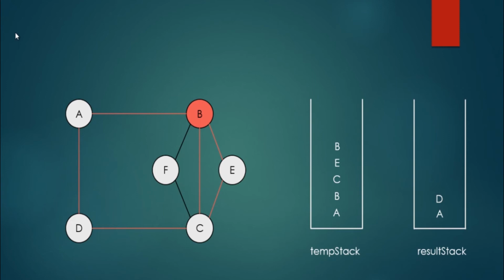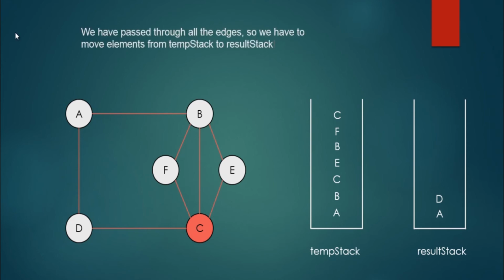And there's an unvisited edge because we can go to F and push it to the stack, and we go back to B, there's another unvisited edge, and with the help of this edge we can get to C. So we have to push this C again to the temporary stack. In this situation, we have passed through all the edges, so we have to move elements from the temporary stack to the result stack. So we keep popping the elements from the temporary stack and keep pushing them to the result stack.